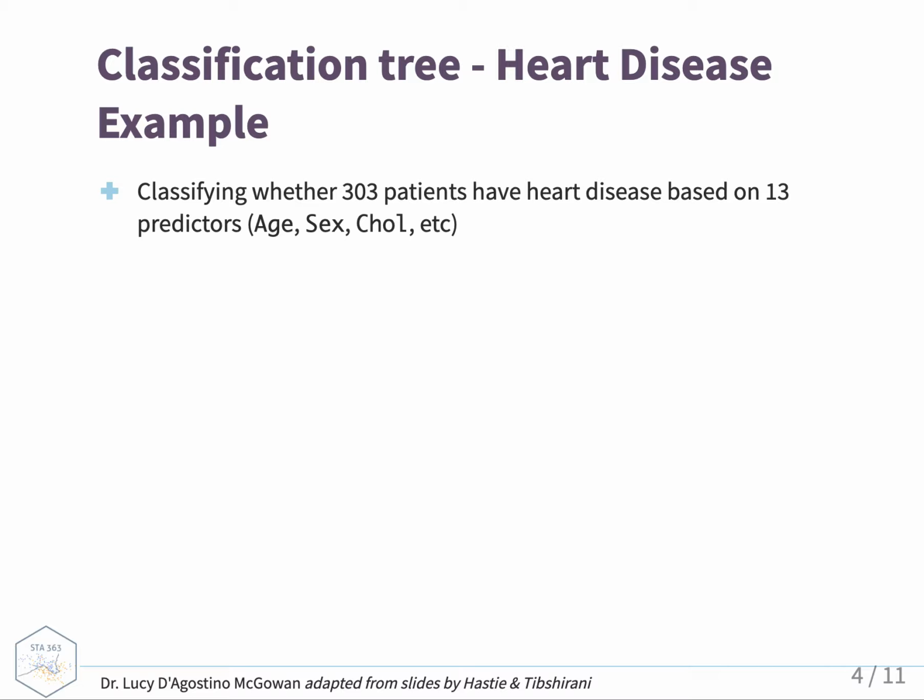So here's an example. This is using a heart disease data set. What we're doing here is trying to classify whether 303 patients have heart disease based on 13 predictors. These are predictors like age, sex, their cholesterol, and other biomedical predictors. So this is a binary response. It's just yes or no, whether or not they have heart disease. And we've got 13 predictors that are helping us classify them.